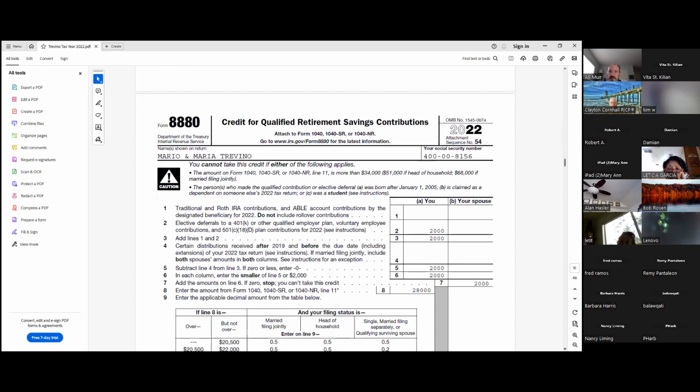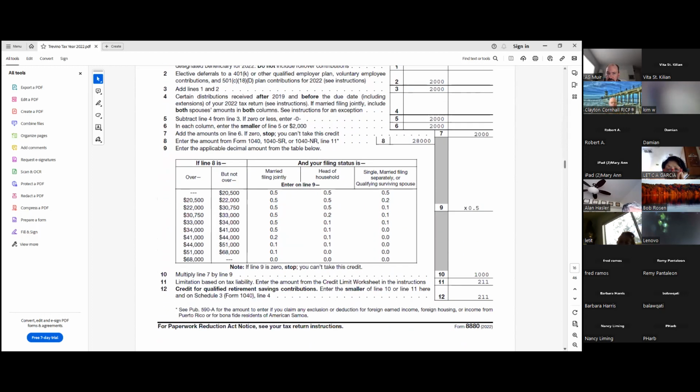Here's your credit for qualifying retirement savings contributions. This individual had a $2,000 contribution to his 401k, and that is used to calculate the credit. And you can see down here information regarding calculating the credit based on the contribution. And so the credit is only the amount of the individual income tax. It reduces it dollar for dollar, a non-refundable credit.